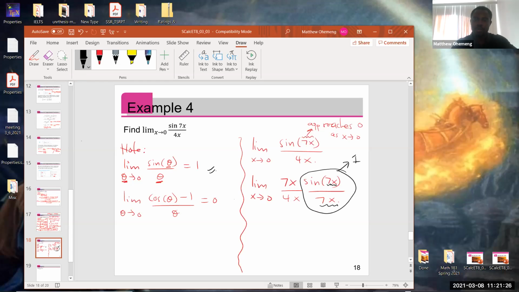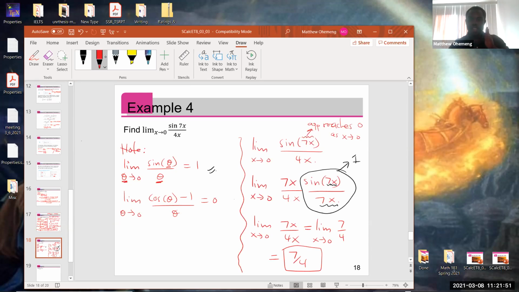You see? And then I'll be left with just the limit as x approaches 0 of sine of x over 4x. And then here, the x's will cancel out, right? We use the usual limit laws we know. So the x's will cancel out, and you end up with something like the limit as x approaches 0 of a constant, 7 over 4. And what is that? It's just 7 over 4.